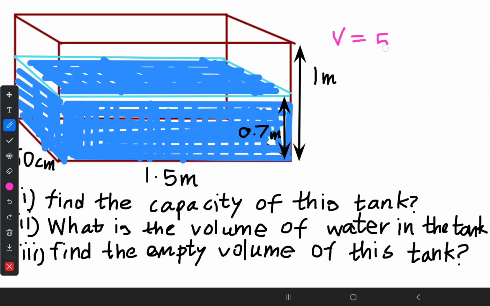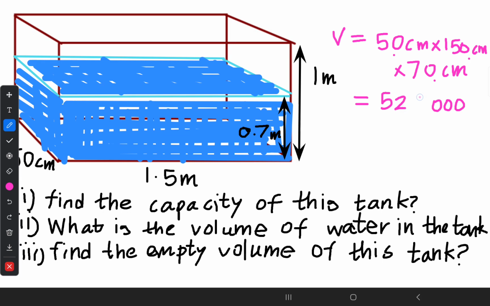50 centimeters multiplied with 1.5 meters, which means 150 centimeters, times 0.7 meter, which is 70 centimeters. So we will multiply them. There are 3 zeros, and 5 times 15 is 75. 75 times 7 should be 525 cubic centimeters. This would be the volume of this.